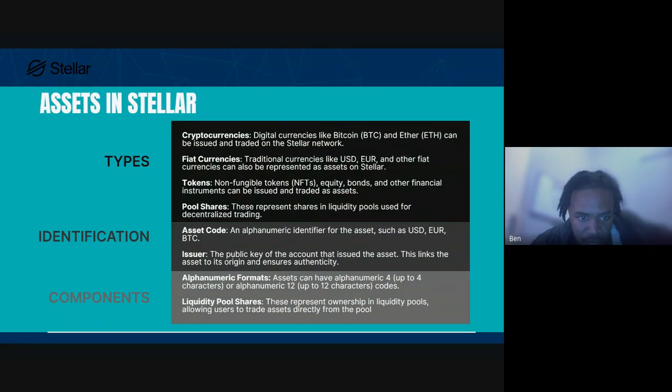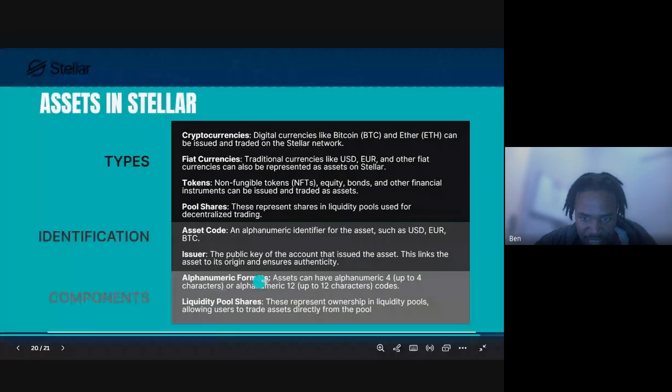Asset identification, asset codes. So we have BTC for Bitcoin, XLM for lumens, USD for US dollars, and the components are in alphanumeric format. Assets can have an alphanumeric code of 4 characters or 12 characters, and so on and so forth. So these are just some extra information that I put in.